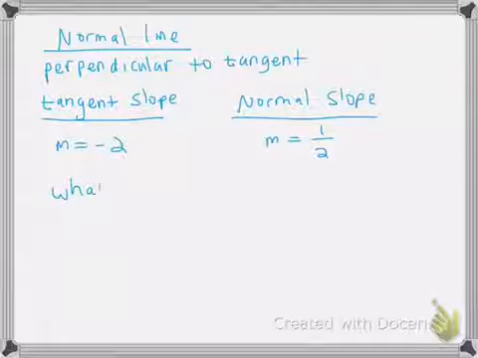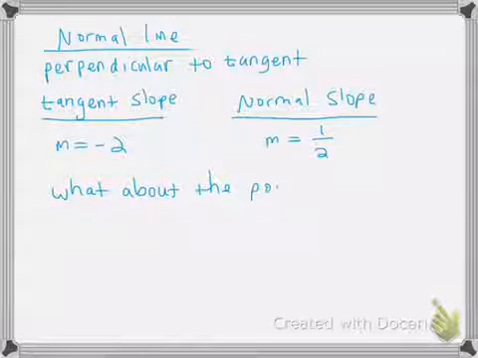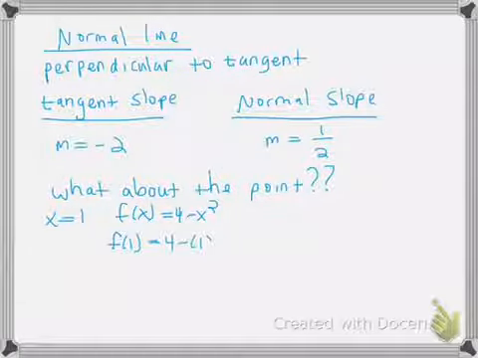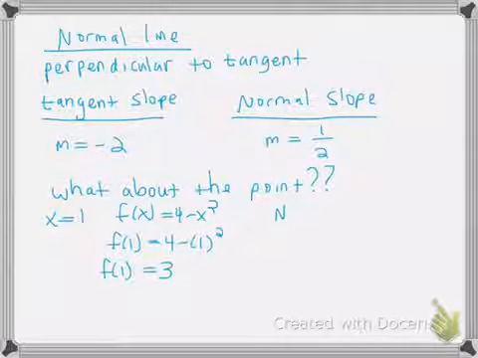The other part is, what about the point? If I want to write a line, I need not just a slope, I need a point. Remember, they gave us that point. They didn't specifically tell us the y value, but they did give us the x value. So x is equal to 1. My original function was 4 minus x squared, so I need to find f of 1. 4 minus 1 squared, f of 1 is equal to 3. So now I actually have a point.